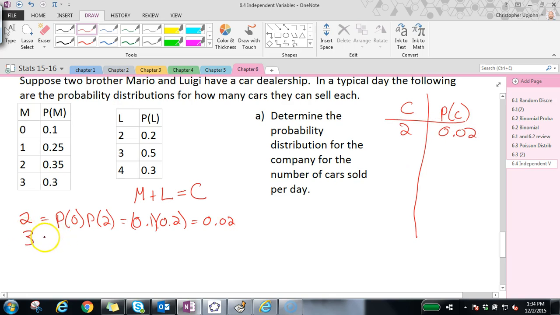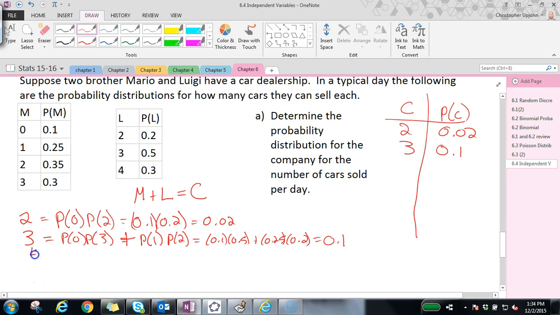To get 3, we could have gone in two different ways: 0 from Mario and 3 from Luigi, or 1 from Mario and 2 from Luigi. So we're going to multiply those two probabilities separately, then add them up. So it's 0.1 times 0.5 plus 0.25 times 0.2. And that gives us 0.1. 0.1 for 3 cars.